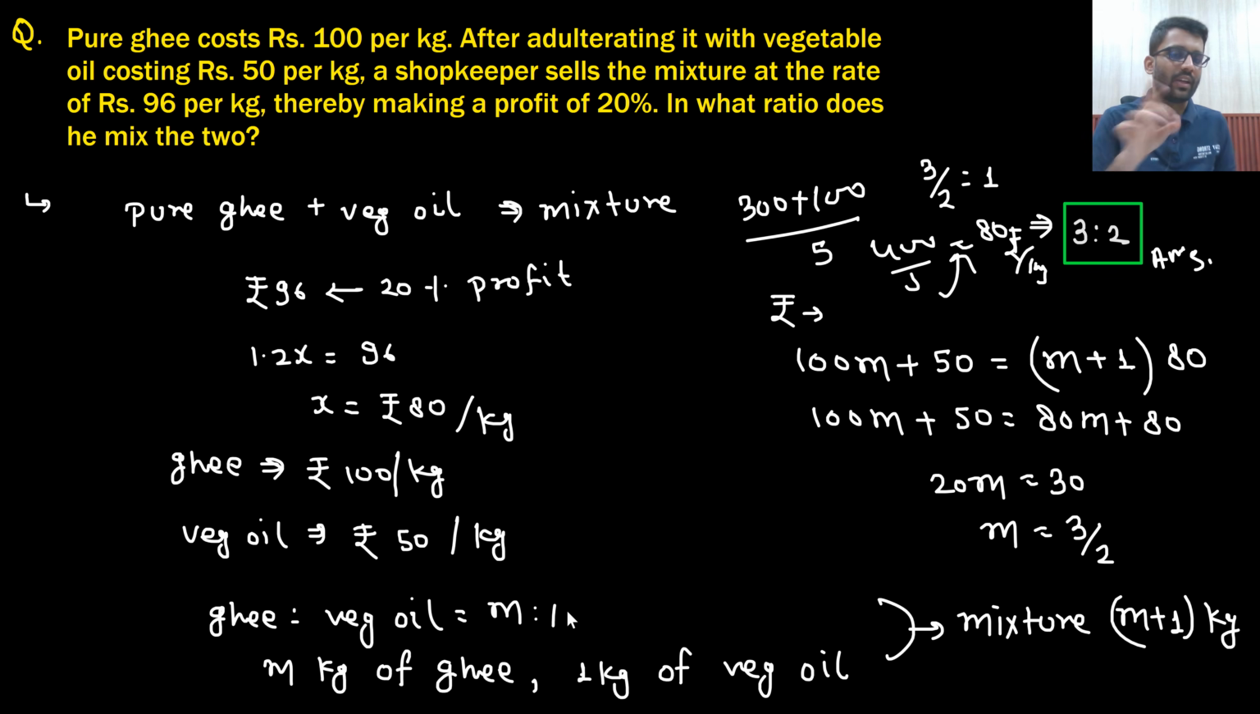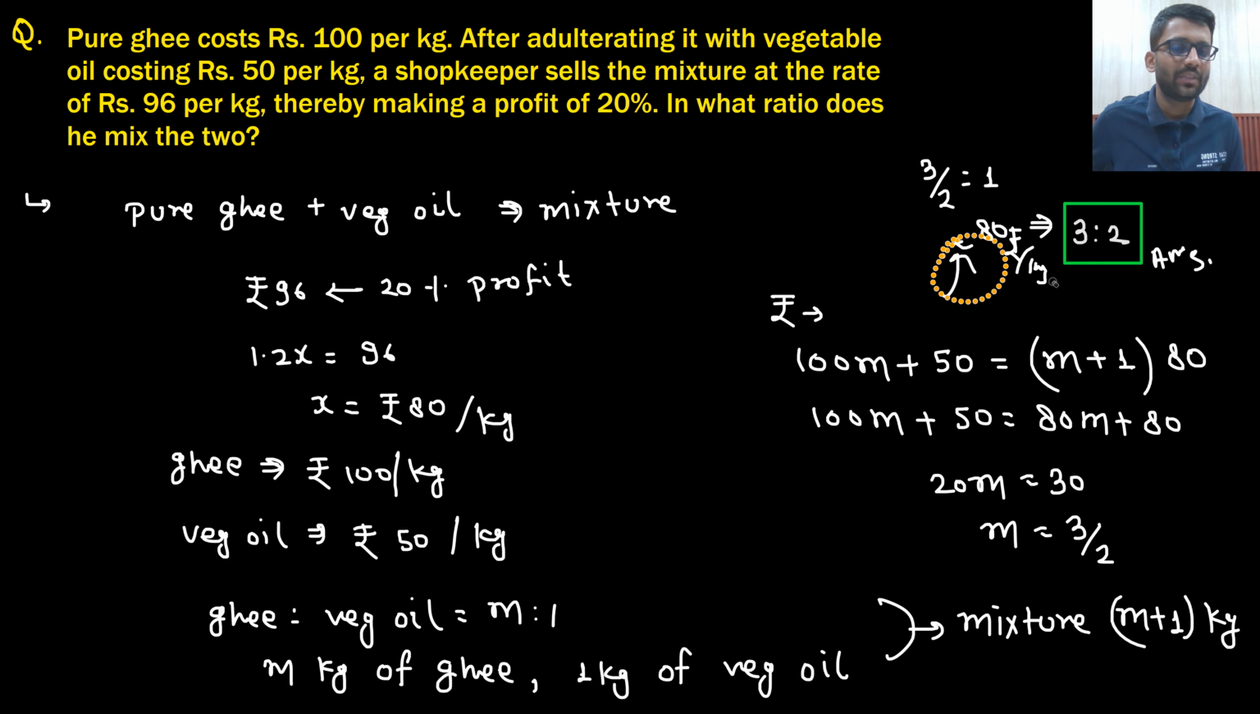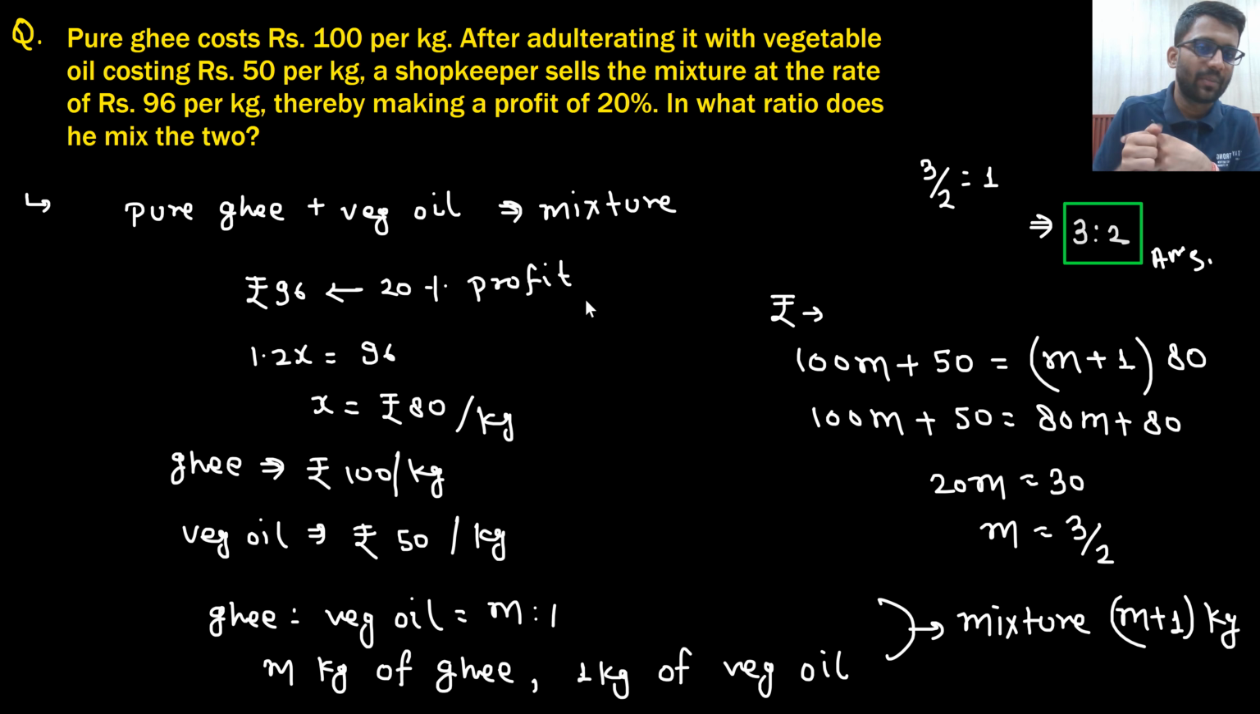Are you getting this point? So here you are getting 80 rupees per kg. So basically you are getting 80 rupees per kg after mixing them in 3:2, and he is selling at 96 rupees per kg after the profit of 20%. Right?